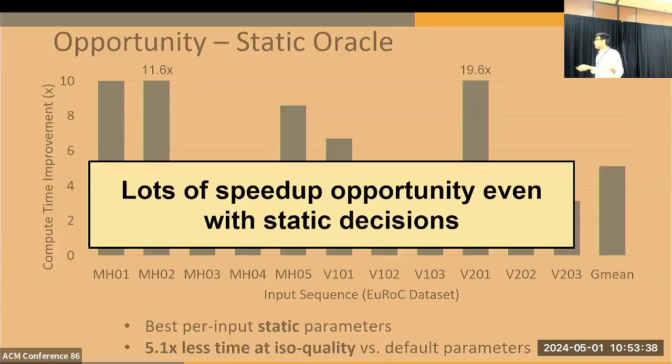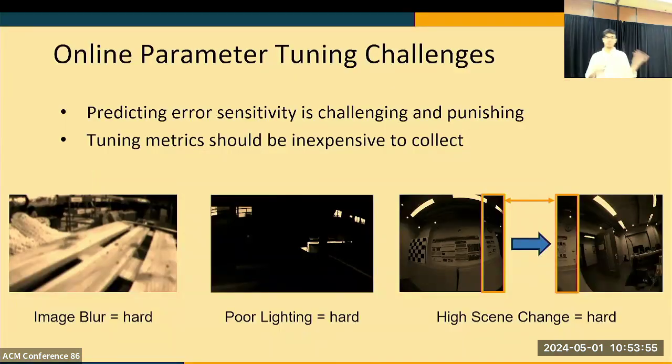The good news is we don't have to make static decisions. We don't have to make one decision for each sequence. Even with just static decisions, there's so much opportunity, so we can get even more with more fine-grained dynamic decisions.